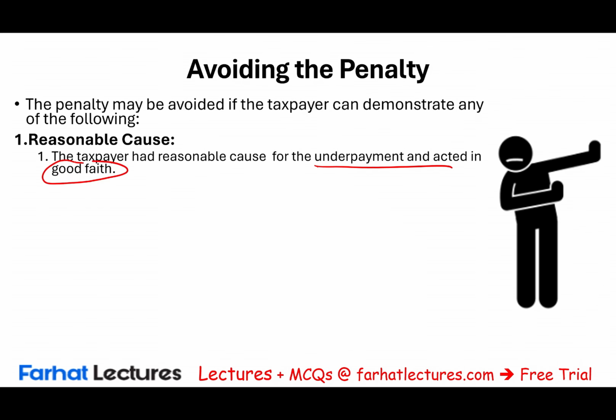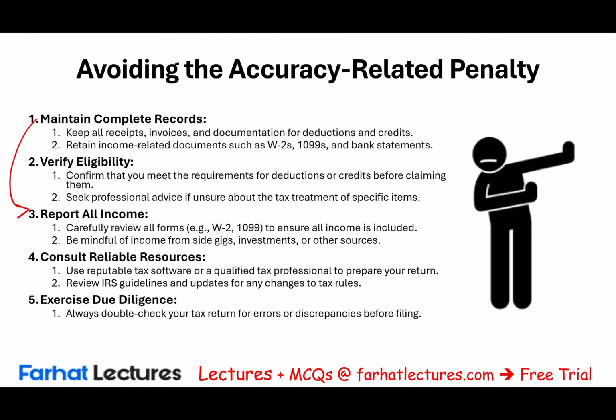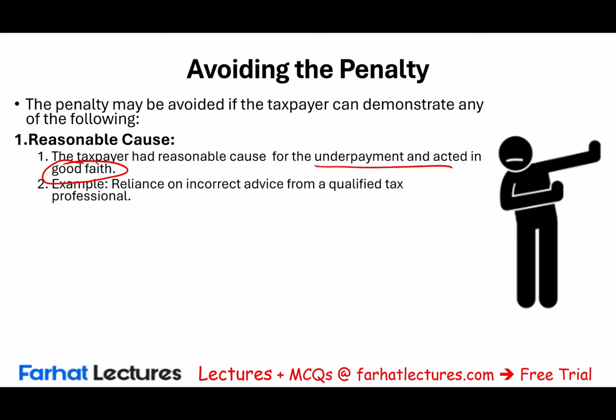Now, how would you act in good faith? You can show them you acted in good faith by relying on qualified professional advice. For example, part of avoiding the penalty is relying on professional advice. If you rely on that advice and that advice was incorrect, you could say, look, I did it in good faith. So this is how you can avoid the penalty. Again, you still have to pay the taxes.